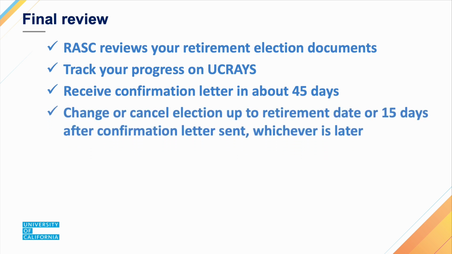Now, if you want to change or cancel your retirement election, you may do so via UCRaise or by contacting RASC directly at any time up to your retirement date or 15 days after the confirmation letter is sent, whichever date is later. Once that window closes, the election is locked from being altered.